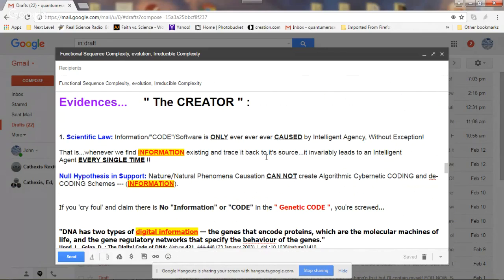I got four. So, number one, scientific law. This is my law, so don't ask me for support or citation. I'm the support and the citation. Information, code, software is only ever caused by intelligent agency, without exception, folks. That is, whenever we find information existing and trace it back to its source, it invariably leads to an intelligent agent every single time.